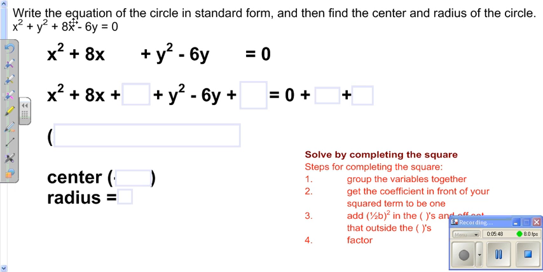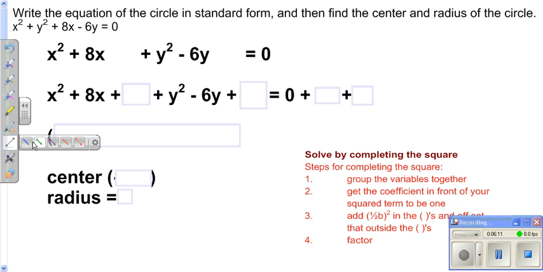We also have an equation of a circle here, and we need to find the center and the radius. But to find the center and the radius, we need to get it in that standard form: (x - h)² + (y - k)² = r², your radius squared. So we need to complete the square with the x's and complete the square with the y's.